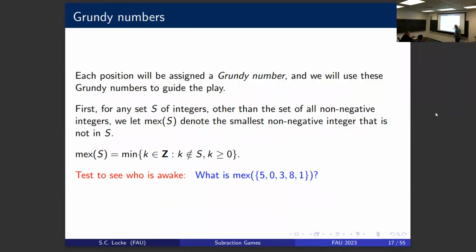You look at the integers that I put in here, and starting at 0, you can say to yourself, is 0 in there? If 0's not in there, then the answer is 0. If 0's in there, but 1's not, then the answer is 1. If 0 and 1 are in there, but 2's not, the answer is 2, right? So it's just the minimal excluded.